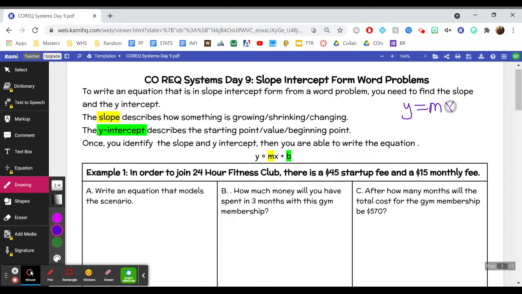just mx plus b, where the m is the slope, the number that is constantly changing in the problem. Okay, and the b is the y-intercept, that is the starting value. Okay, the number that's pretty much solid in there.